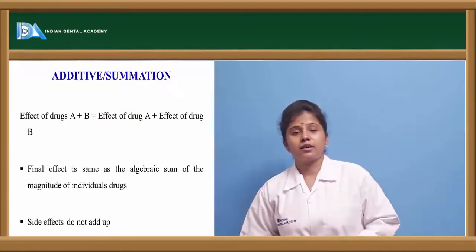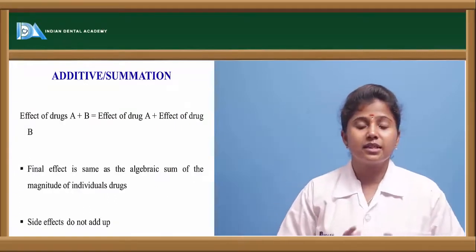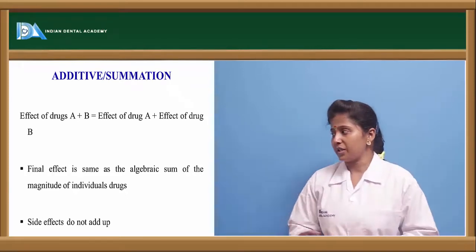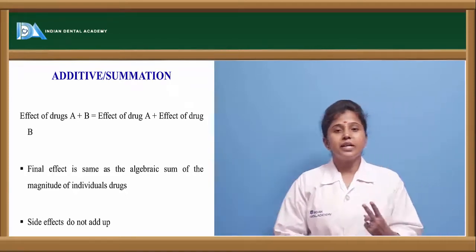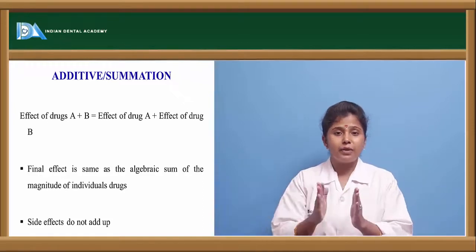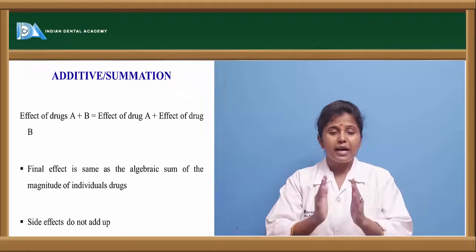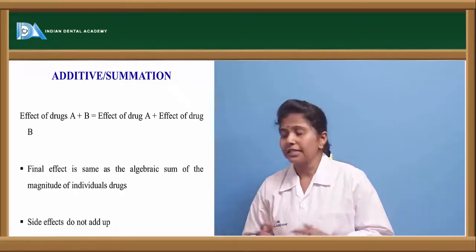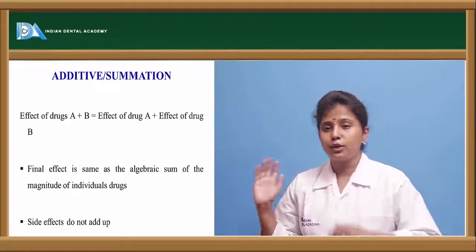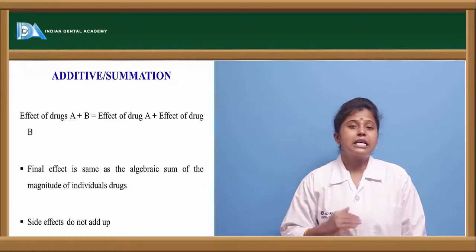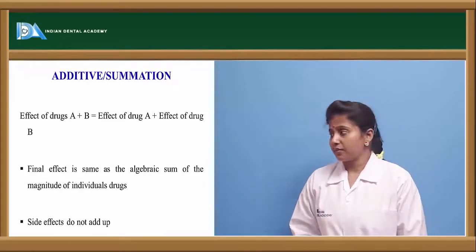And here, if we see, synergism is of two types: additive and supra-additive. Additive, or summation: if we are combining two drugs called A and B, the effect of A and the effect of B are added up and the result is shown as the efficacy. The final effect is the summation of the individual effects. And in this type of synergism, mostly the side effects are not observed.